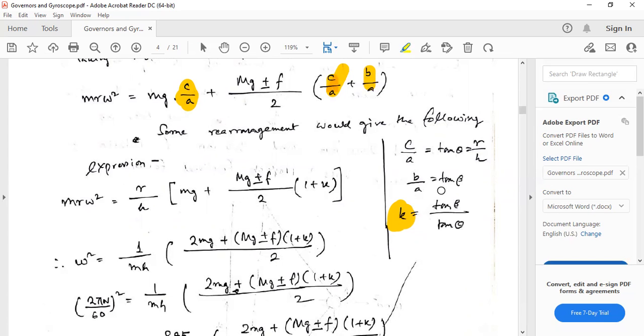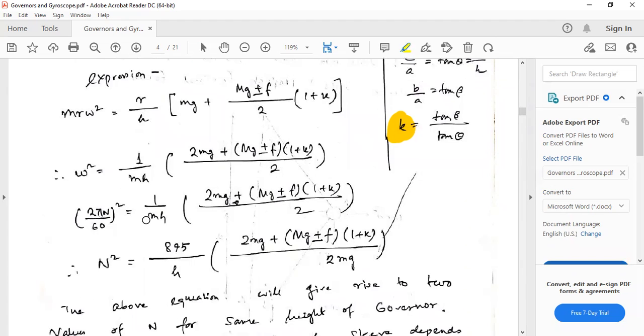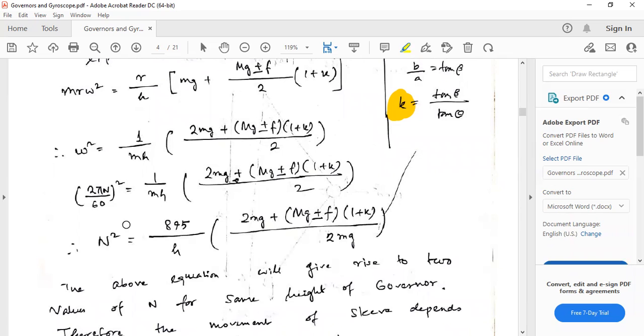This becomes b by a by c by a. B by a is tan beta and c by a is tan theta. So this becomes tan beta by tan theta, which is actually k. We have taken this tan beta by tan theta as k. So we write it here as k, and this will become 1, and this will become 1. And since we have divided by c by a or tan theta, we also have to multiply by tan theta, and in place of tan theta we write r by h here. So a little bit of rearrangement gives this expression.